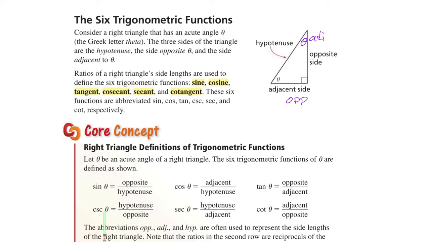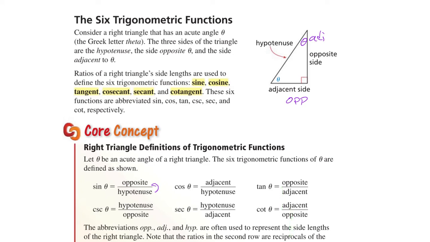And then as you can see here, cosecant is a reciprocal of sine. So in this case, I'm just flipping the fractions. That means that cosecant is hypotenuse over opposite. Secant is the reciprocal of cosine, so it's hypotenuse over adjacent. And then cotangent is the reciprocal of tangent, that is adjacent over opposite.